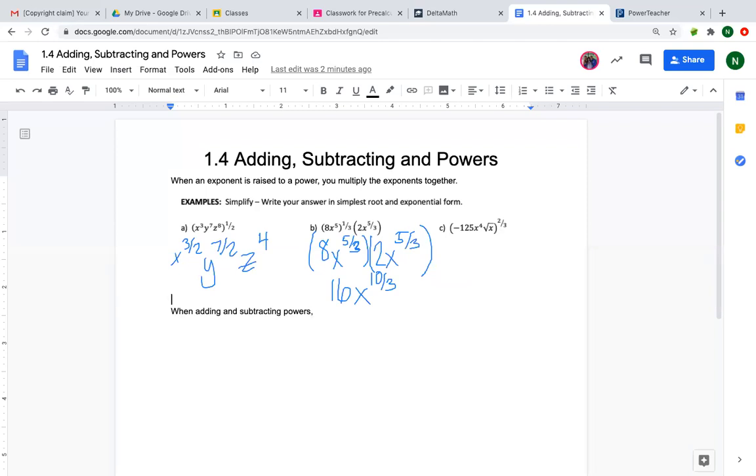Okay, do y'all want to try C on your own, or do you want to do it together? See, it looks complicated now with the squared.